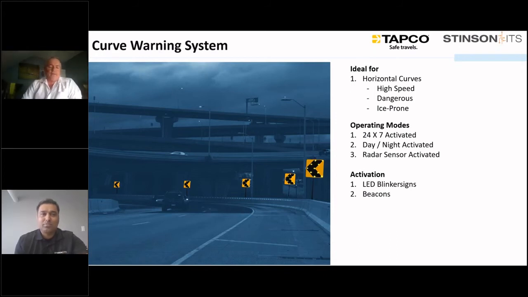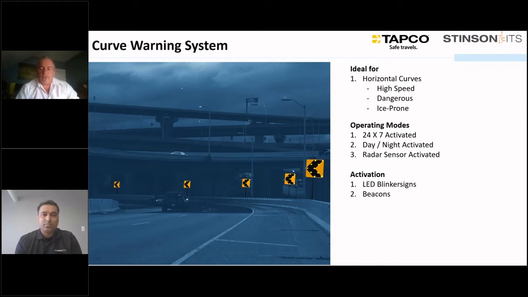Curve warning systems. The primary function of the TAPCO dynamic curve warning system is to alert the road users of an approaching steep curve or ice-prone ramp, and to guide them safely through the curve with a series of highly visible enhanced warning signs, or warning blinker chevrons in this case. The blinking chevrons have been proven to be an effective device to warn drivers of the dangers up ahead.